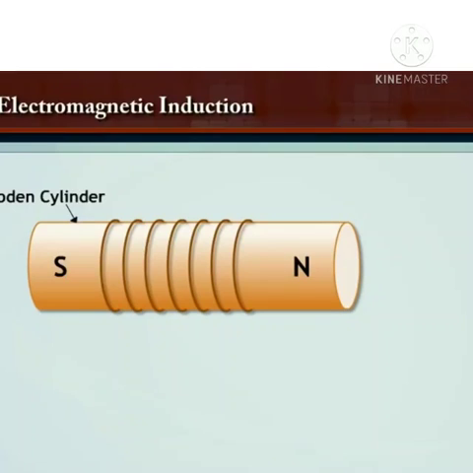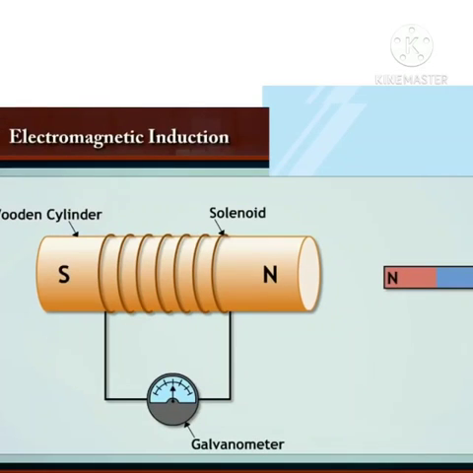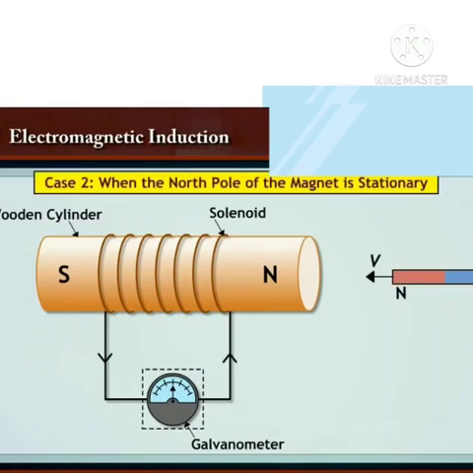Wind an insulated copper wire on a paper or a wooden cylinder so as to form a coil in the form of a solenoid. Connect the two ends of the coil to a galvanometer and place a magnet close to it. The reading of the galvanometer is 0 when the magnet is stationary.